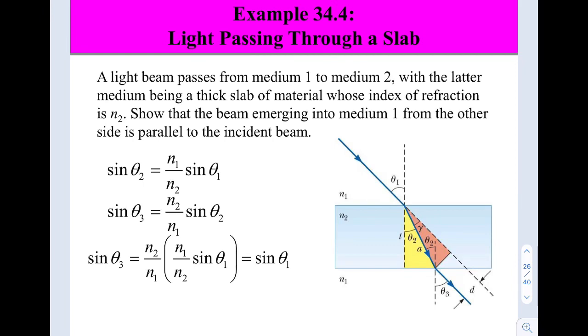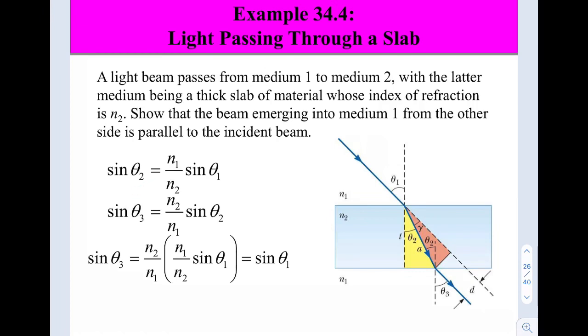Example 34.4, light passing through a slab. A light beam passes from medium 1 to medium 2, with the latter being a thick slab of material whose index of refraction is N2. This is a slab with N2. Show that the beam emerging into medium 1 from the other side is parallel to the incident beam. This is the one that Madam explained to you just now, it should be parallel. So we have to show that it is parallel, and then you have to play around with the angles.